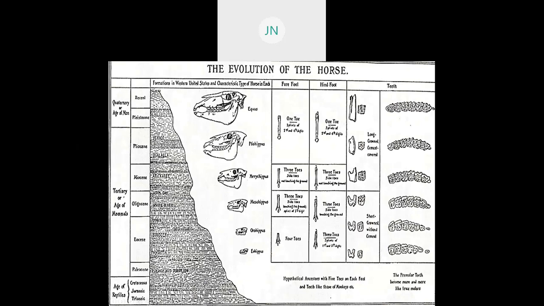So looking at this, we can see here's our friend Eohippus skull down on the bottom to the present day Equus. Here are the 4 toes on the forefoot of Eohippus going to the 1 toe of Equus. Here's the 3 toes on the hind foot going to the 1 toe on the hind foot of Equus. And here's our short crown teeth without cement up through Mesohippus, and then we go to long crown cement covered teeth. And the premolar teeth become more and more like molars.